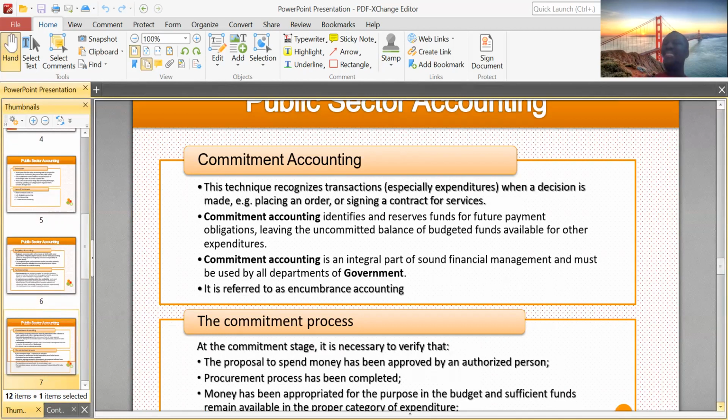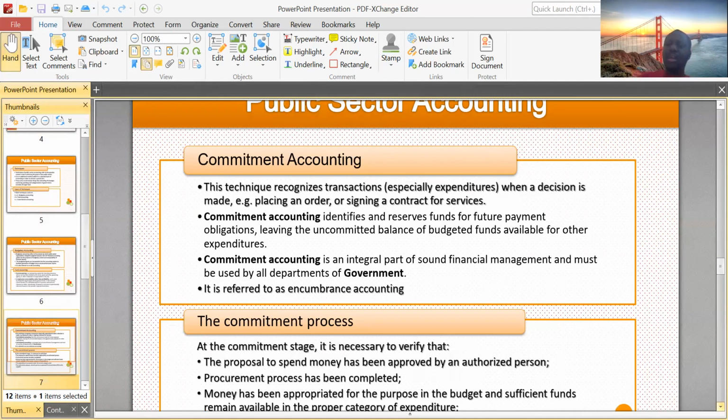Commitment accounting identifies and reserves funds for future payment obligations. So, the way we say, I have this commitment, it means that you set aside some amount of money to take care of some future obligation. That is the whole idea of commitment accounting here. It is an integral part of sound financial management, and it's used by the government a lot.